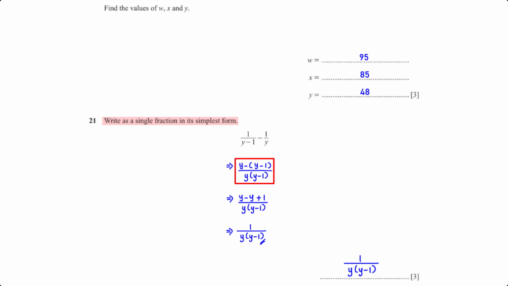For 1 over y, y goes into the LCM and we are left with y minus 1, which multiplies the numerator, which is 1. So y minus 1 times 1 is y minus 1. When we expand the brackets, negative 1 times y is negative y, and negative 1 times negative 1 is 1. Y minus y is 0, so we have 1 over y times (y minus 1).